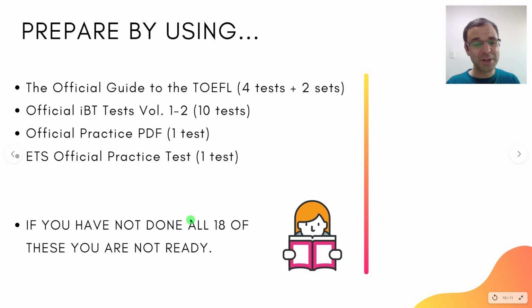I tell all of my students, if you have not done all 18 of these tests, you are not ready for the TOEFL. You really need to get your hands on these. Yeah, the first 2 you might have to buy, or maybe you can find them somewhere else, if you know what I mean. And you should work through those. Those are 18 of them. Do 1 per week if you have 18 weeks. Do 2 per week. You know what I mean. Work through all of those.